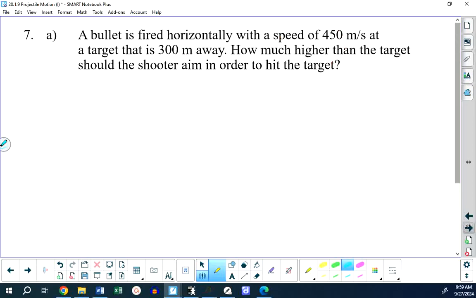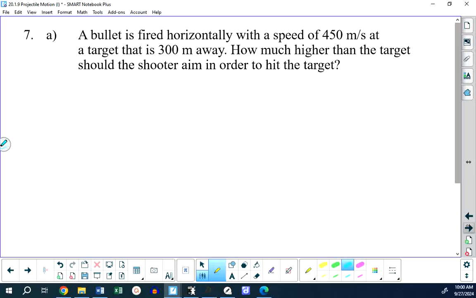All right, number 7. A bullet is fired horizontally with a speed of 450 meters per second at a target that is 300 meters away. How much higher than the target should the shooter aim? If you've ever done any high-power rifle shooting at long-distance targets, you know that the scope is adjustable up and down. And you adjust the scope based on the distance that you determine. And there's something called a rangefinder. You can look through a rangefinder and read the distance.